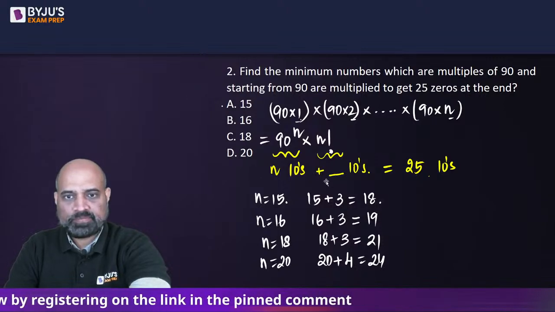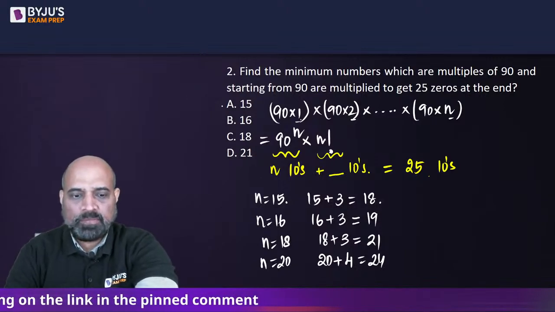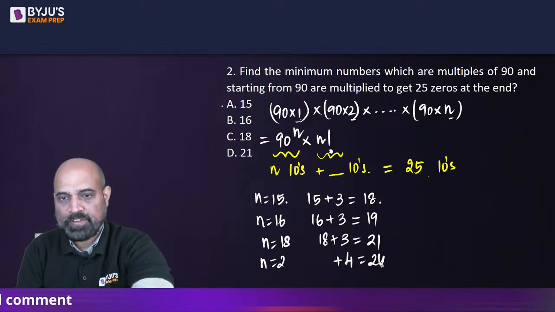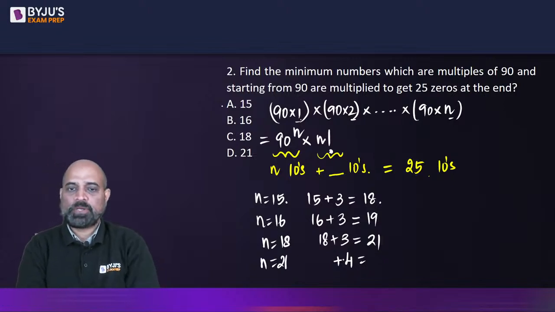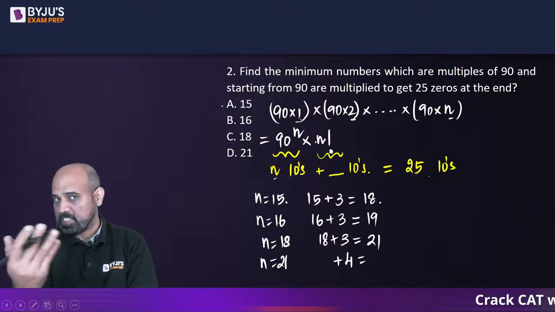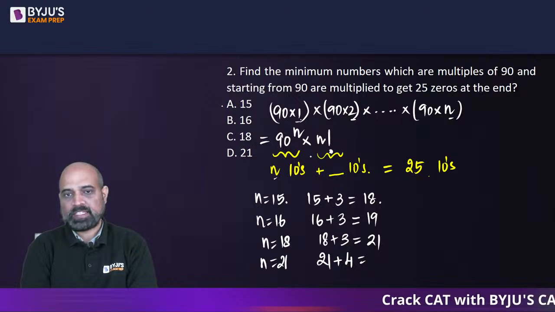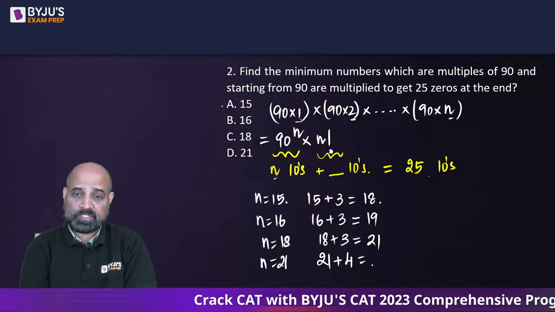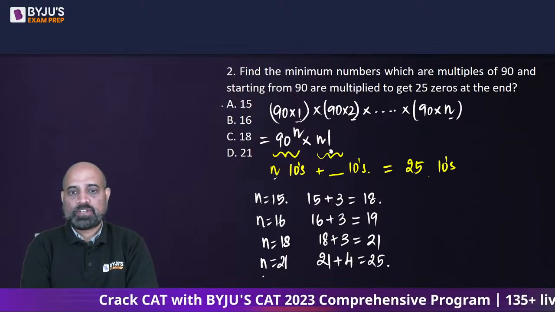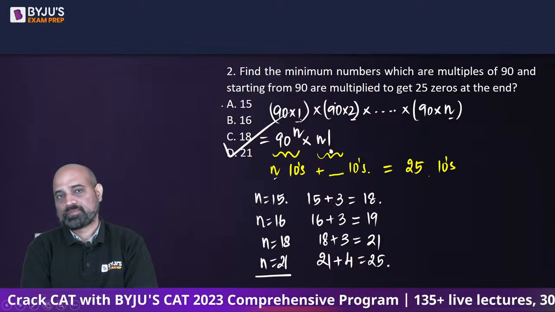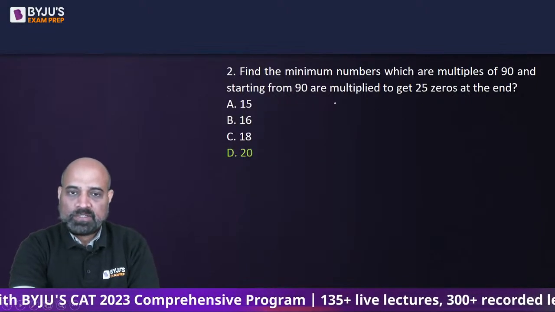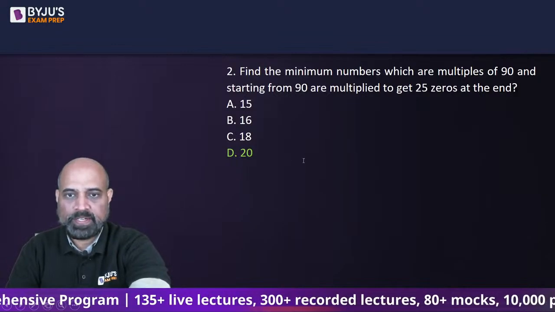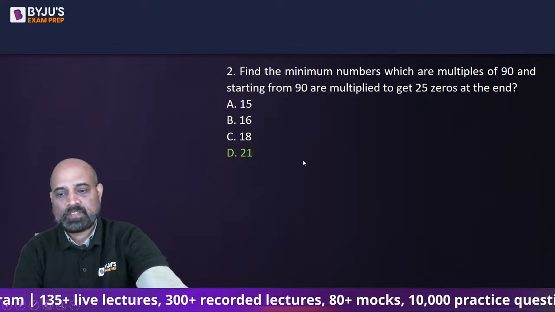Hold on. Because if this is going to be 21, at 20 we have already checked it, right? So if it's going to be 21, I will have 21 tens because of 90 to the power 21, and then I will have 4 fives from 21 factorial, which will result in a 25. So minimum n required is 21. So 21 is the answer, not 20.